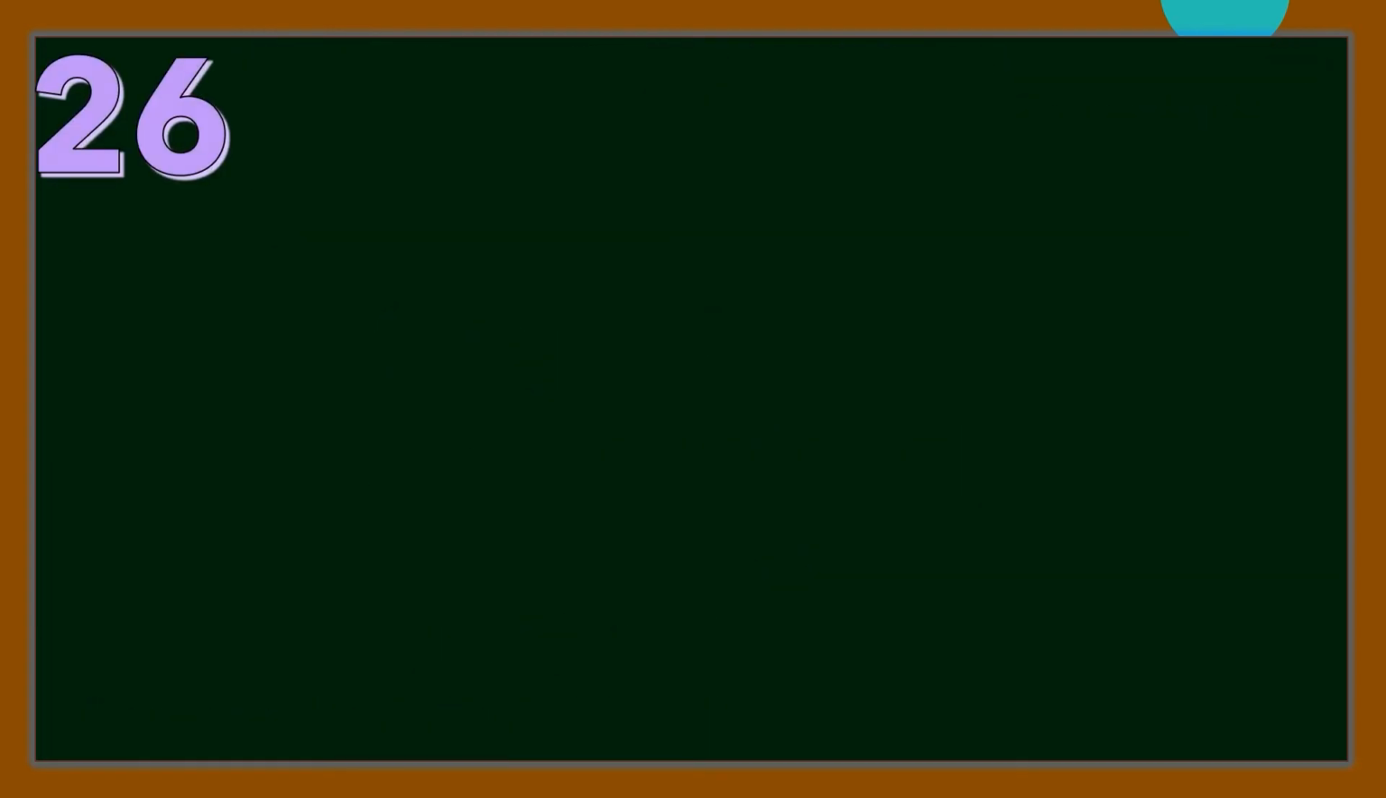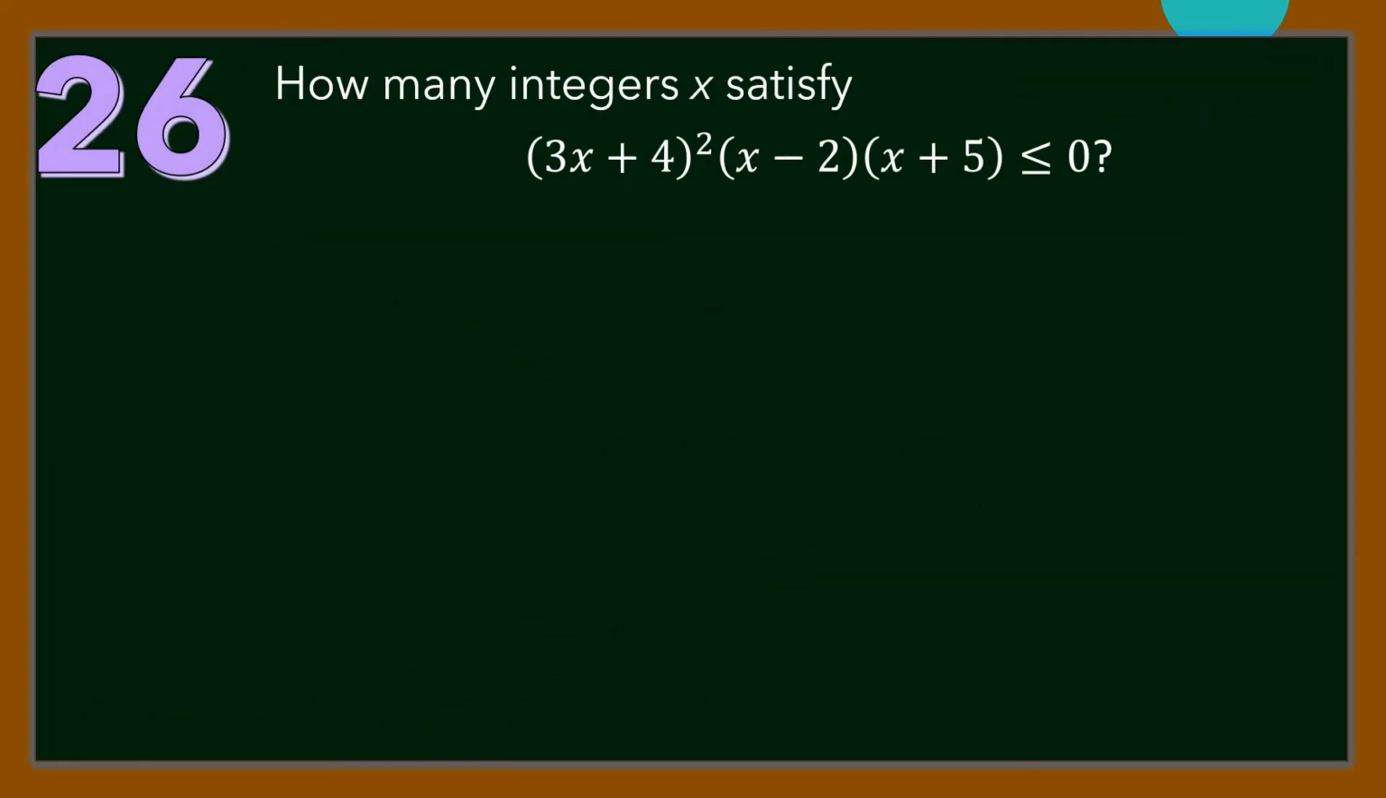Number 26. How many integers x satisfy (3x plus 4) squared times (x minus 2) times (x plus 5) less than or equal to 0? For our solution, let us get the critical numbers for this given inequality. We have negative 4/3, negative 5, and positive 2. Negative 4/3 is a zero of multiplicity 2. Then we have negative 5, negative 4/3, and positive 2.